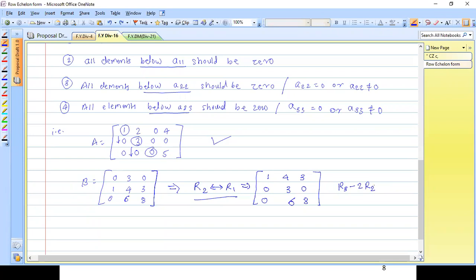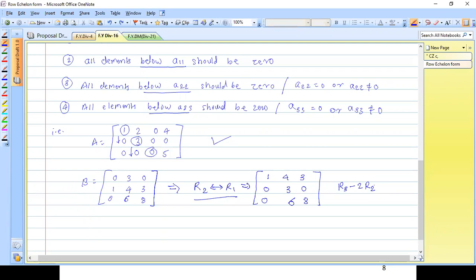Someone is saying use column. So don't use column, because we are using row echelon form. Column operations are not applicable right now. When I talk about column echelon form, that time you need to use the column operations.